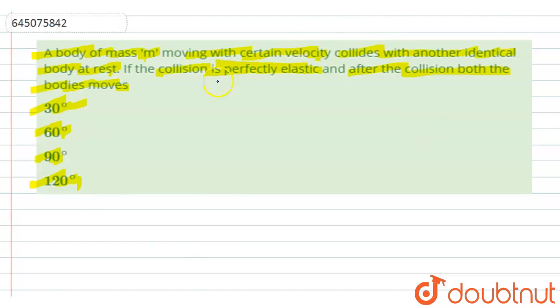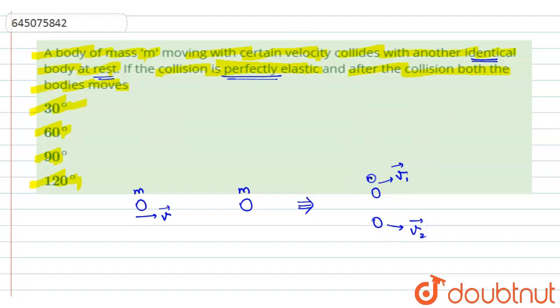First of all, we are given that the collision is perfectly elastic. So let's say we have two bodies, and the mass is the same because these are identical bodies. The mass is m, and body 1 is moving with some velocity v vector, and initially the velocity of the other body was 0, as it was given at rest. Now let's say after collision body 1 is moving with some velocity v1 vector, and body 2 is moving with some velocity v2 vector, and we have to find the angle between these velocity vectors.